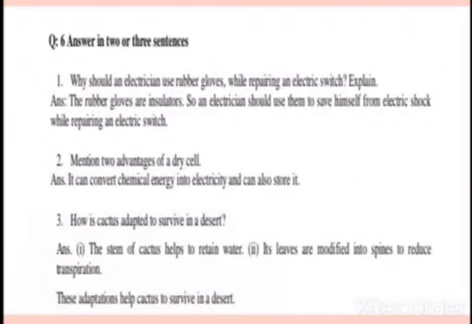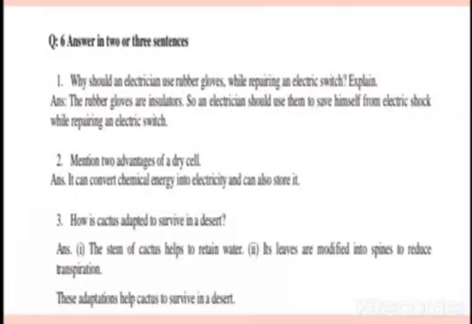Why? Because you know that rubber is an insulator of electricity. It means we can say a bad conductor of electricity, and electricity does not pass through it. It means it is cut off. So by wearing rubber gloves, what is the benefit? The rubber gloves are insulators, a bad conductor of electricity. So an electrician should use them to save himself from electric shock while repairing an electric switch.